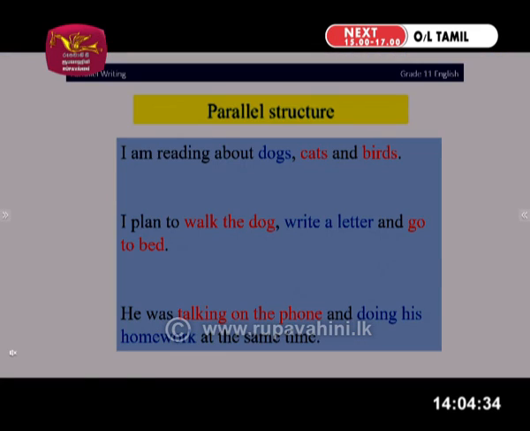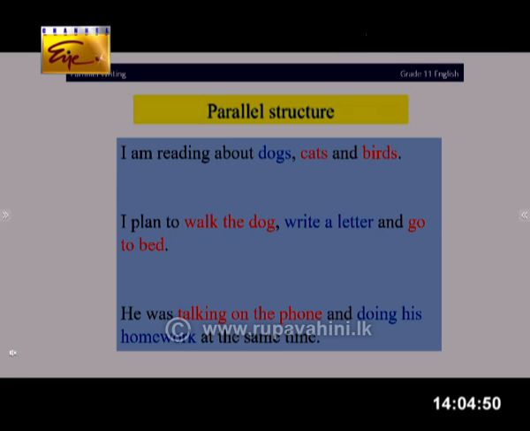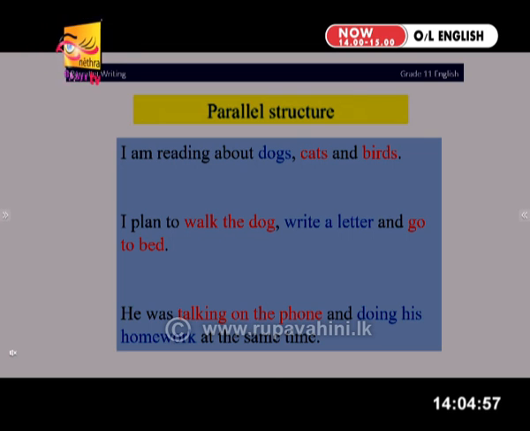Parallel structure. Look at the first sentence. I am reading about dogs, cats, and birds. If you are to write a parallel sentence for this, you can simply replace the words dogs, cats, and birds and say, I am reading about trees, flowers, and bushes. Right? You have not changed the structure. You changed only the content. Hope that is clear.